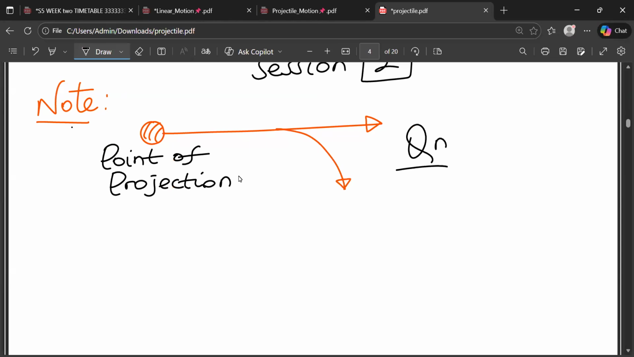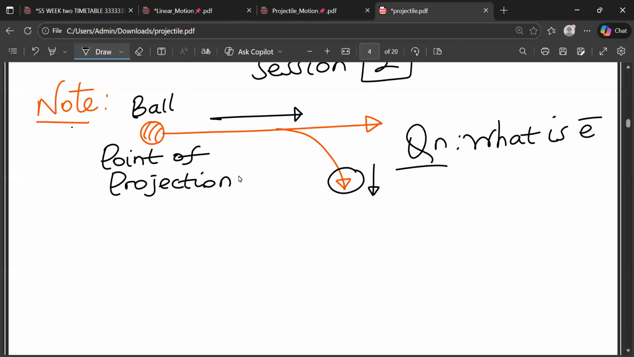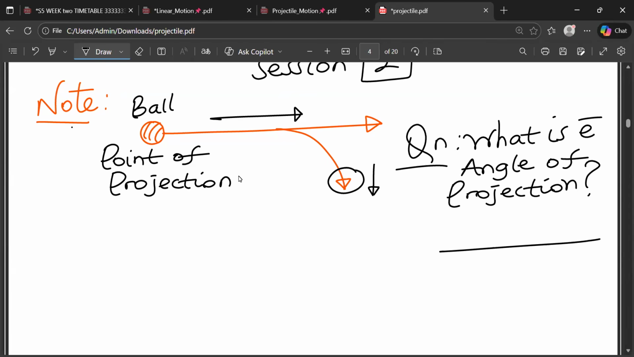You tell me in the chat. If at all this is my ball and that's the point of projection, and I'm giving it that horizontal push, and we are saying eventually it must fall. What is the angle of projection in that case? Yeah, you people have it right, 0.